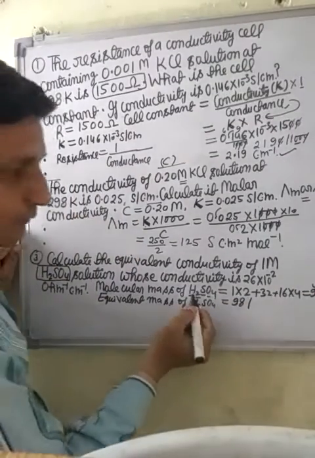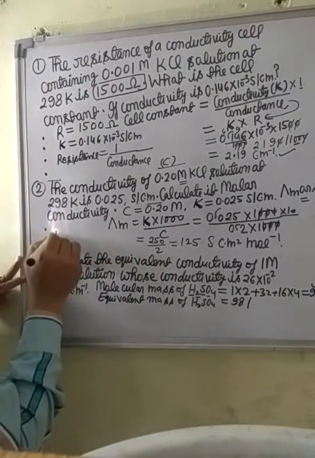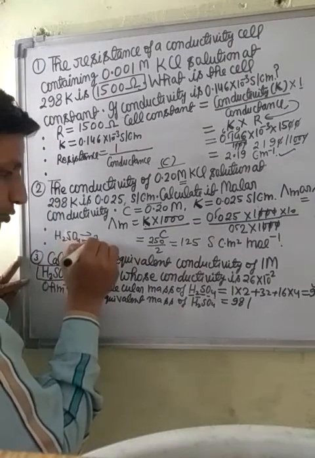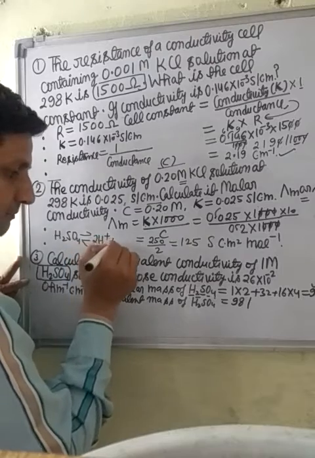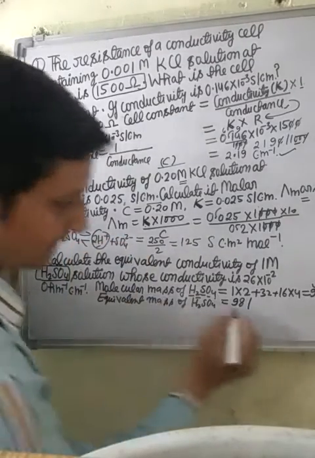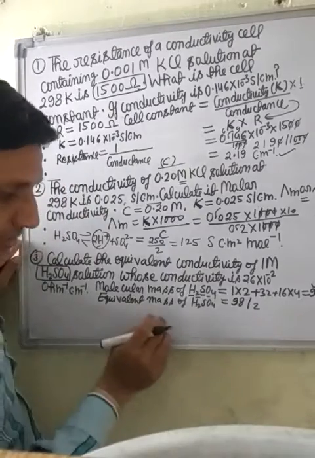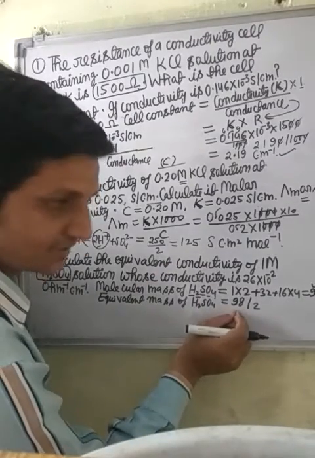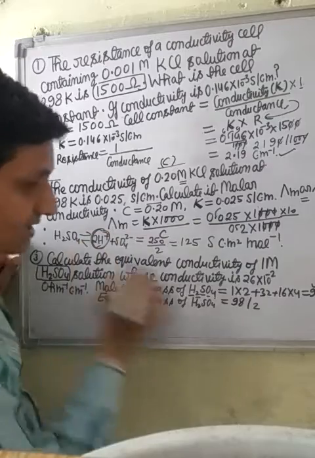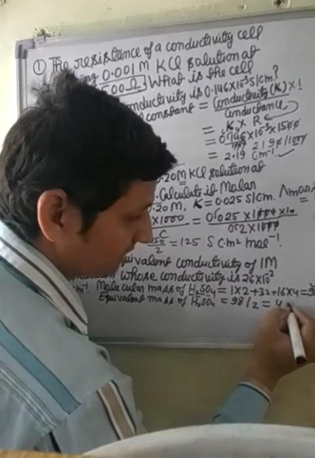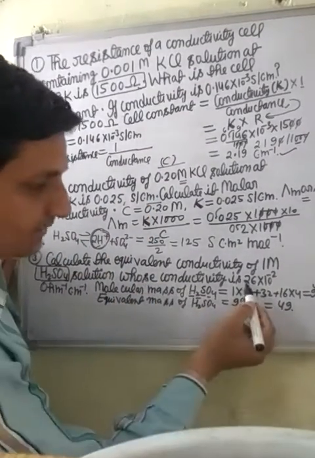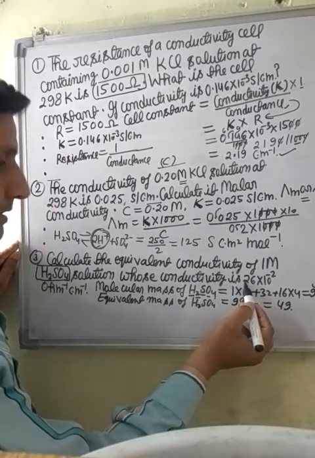When we break H2SO4, it breaks into 2 hydrogen ions plus sulfate ion. Here number of displaceable hydrogen is 2, so divided by 2. Formula of equivalent mass of acid is molecular mass of acid divided by number of ionizable hydrogen, displaced hydrogen. We get 49.